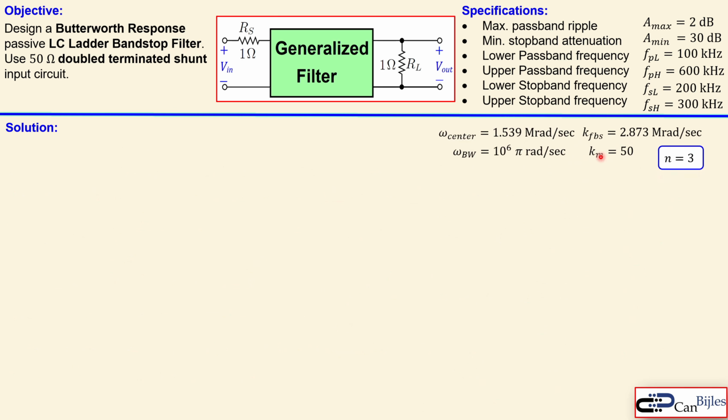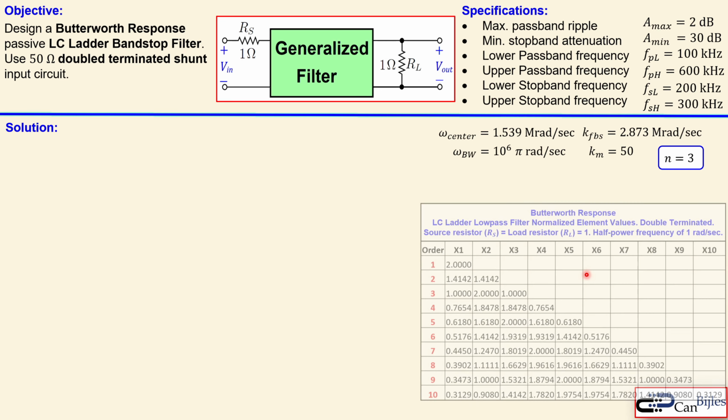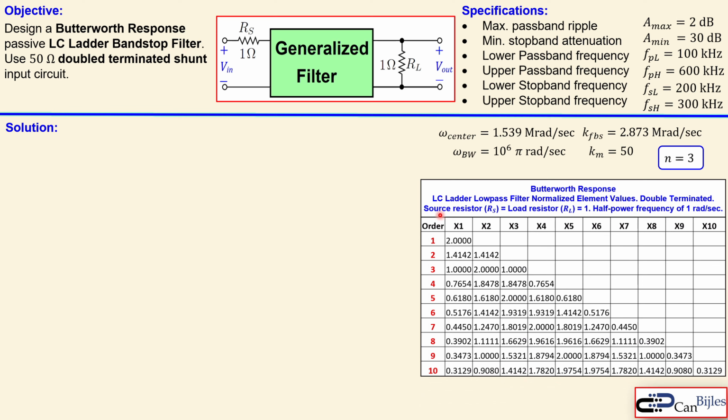Now let's collect the data here. And again, we have this Km, which is our magnitude scaling factor. That's 50 because we go from the unity, the normalized values, to 50 ohm because it was the required value here. Okay, this is the table again. It is in this format given only for low pass filter, but we will transform that to the bandstop filter. So that will be done shortly. And this third order row here is again what we require, the x1, x2 and x3. So these are the coefficients we will use for our calculations.